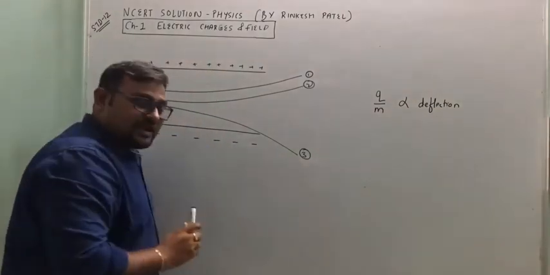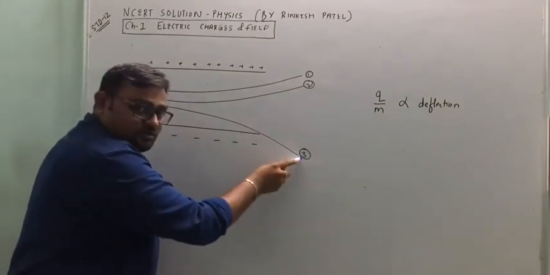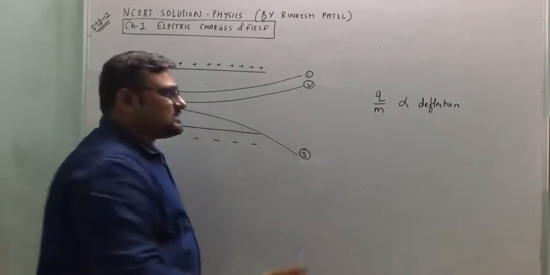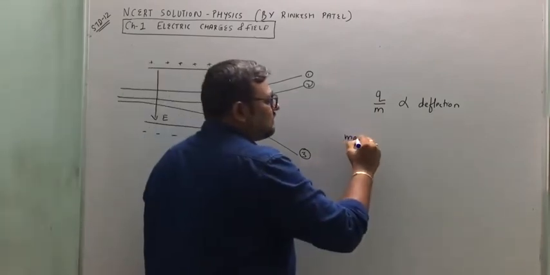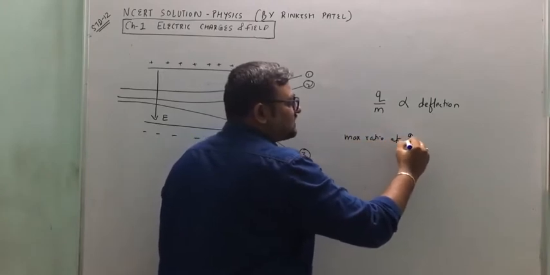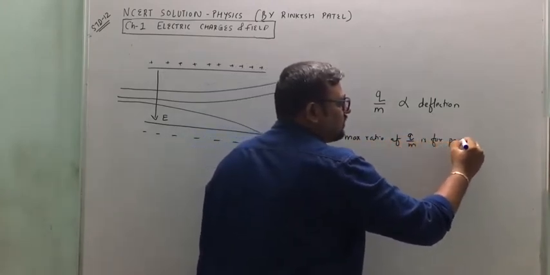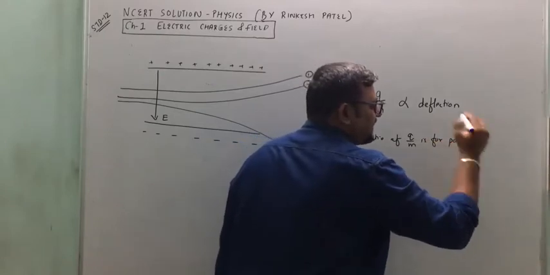From this figure, I can say that the deflection is maximum for third. So the maximum ratio of charge to mass is for particle 3.